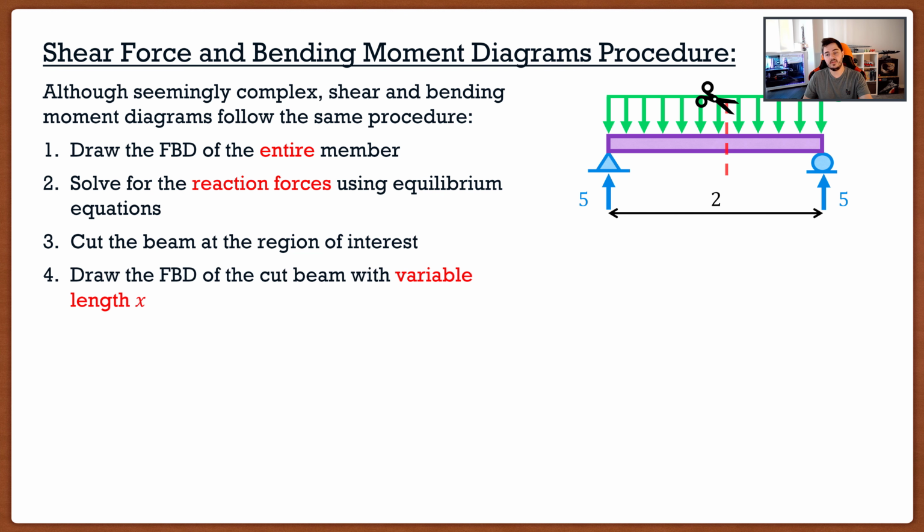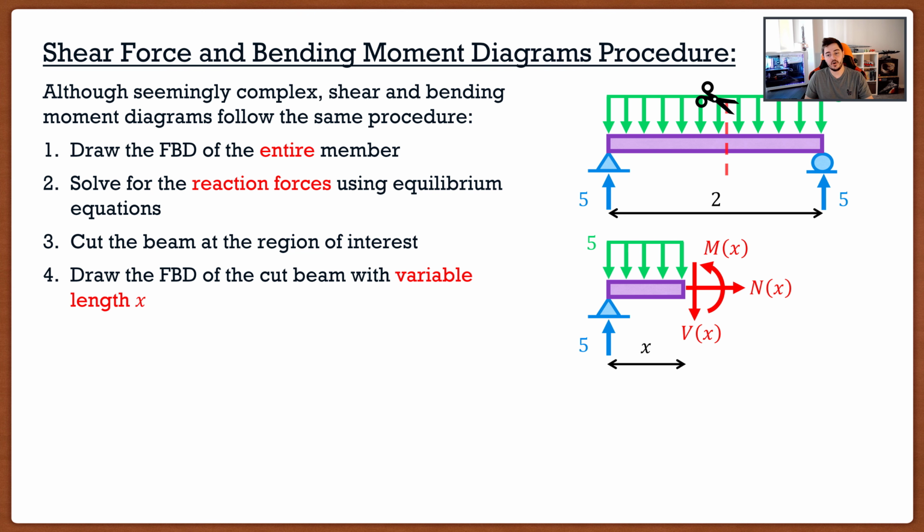From here, I'm going to take that region that I just cut and I'm going to create a free body diagram of it. But again, the key here is I'm going to make the length of that free body diagram that variable length x. So if this was my free body diagram after the cut, I'm going to say that this distance here is x. Now, of course, when we cut our beam, we have those internal forces. So we're going to have Vx, Nx, as well as Mx. Notice how we're not actually too concerned with our axial force Nx. It's mainly just Vx and Mx, or shear and bending moments, that we're concerned with.